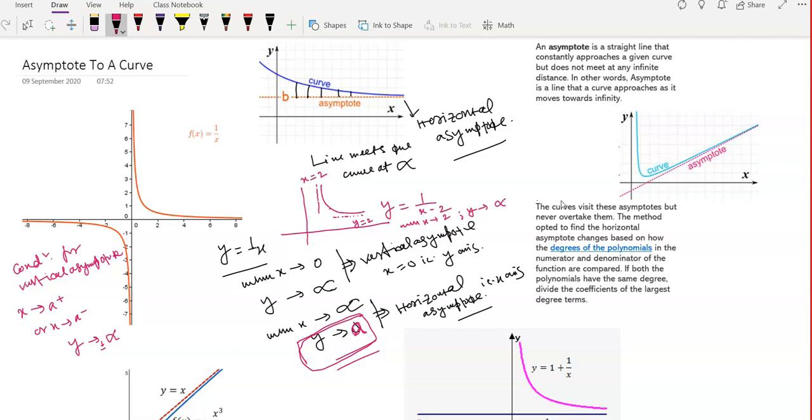Yes, we need to find the limit. I am coming to that point. Mathematical calculation we will do, get the definition first. So there is the horizontal asymptote concept, and there is the vertical asymptote concept.